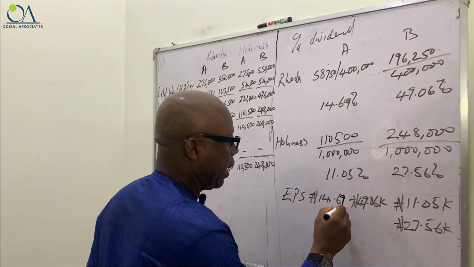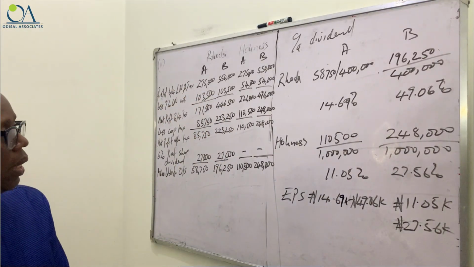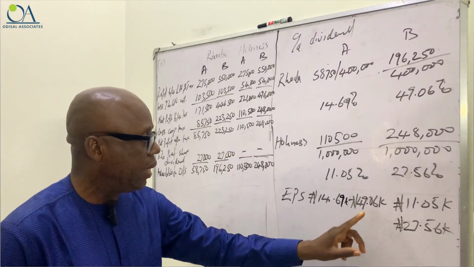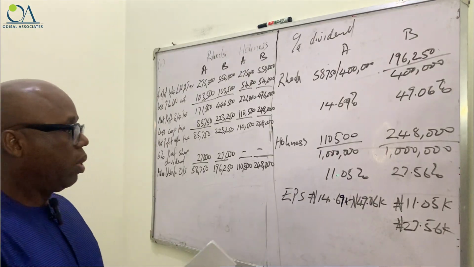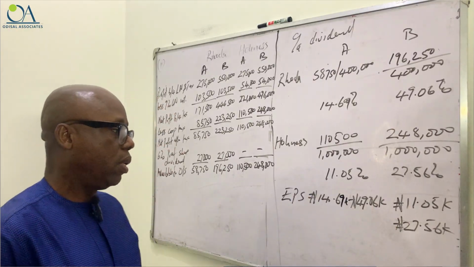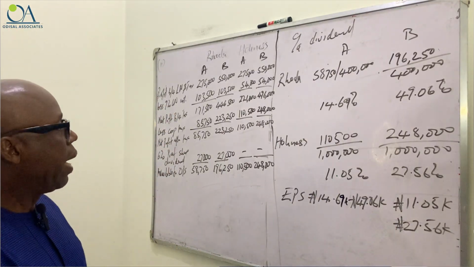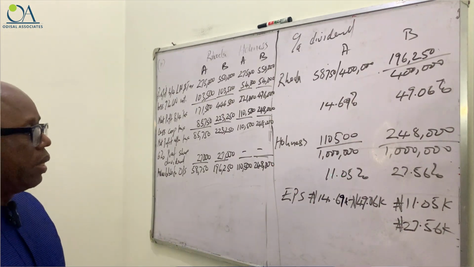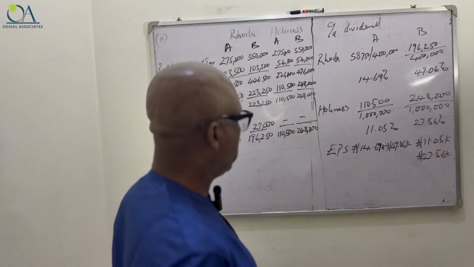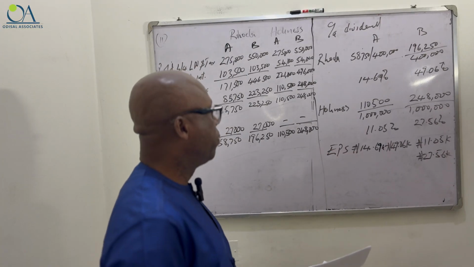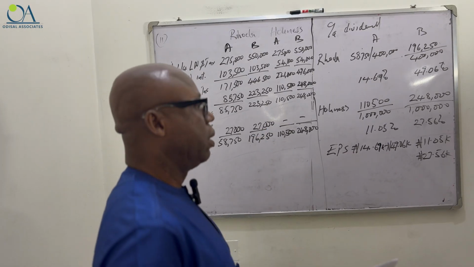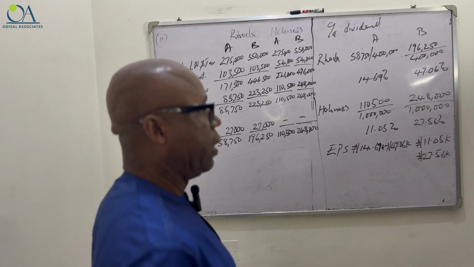So the earnings per share for Rhoda, okay, I think it's 69 kobo. 14 naira, 69 kobo. The earnings per share for Rhoda in scenario B is 49 naira, 6 kobo. For holiness, the earnings per share for scenario A is 11 naira, 5 kobo, while for scenario B for holiness is 27 naira, 56 kobo only. So these are the maximum dividends that can be paid without touching, either increasing or decreasing the retained earnings.